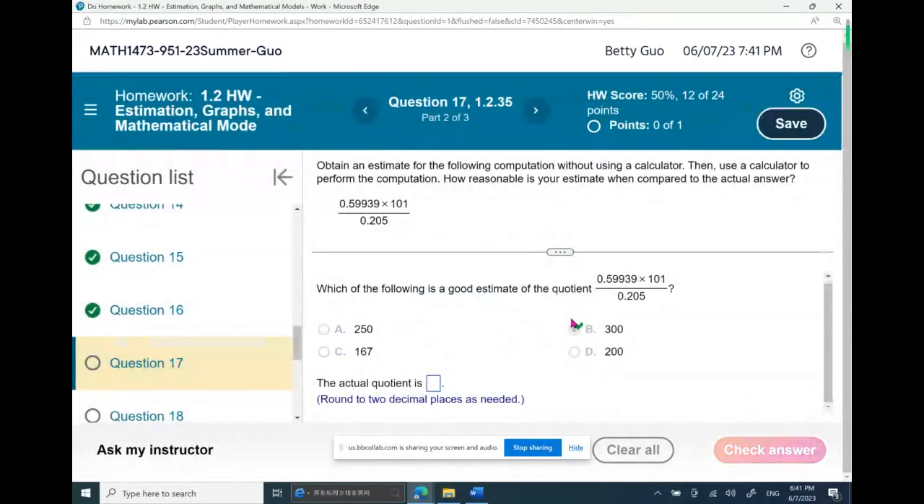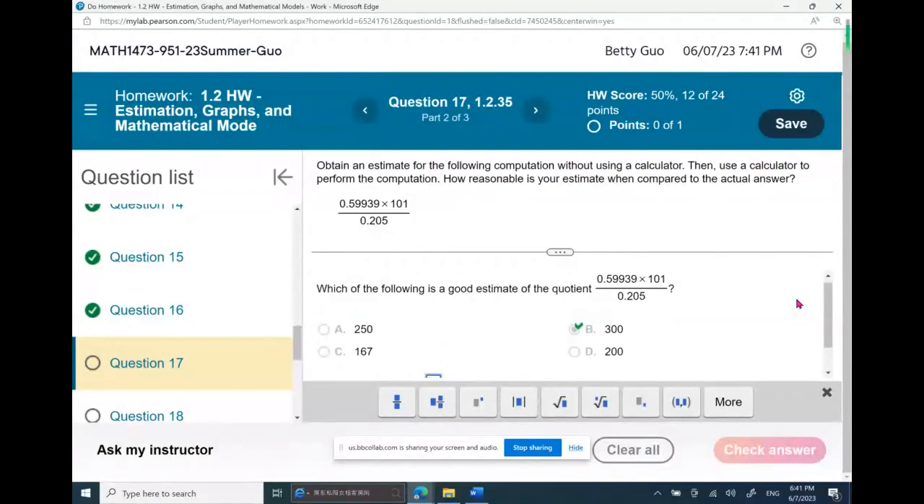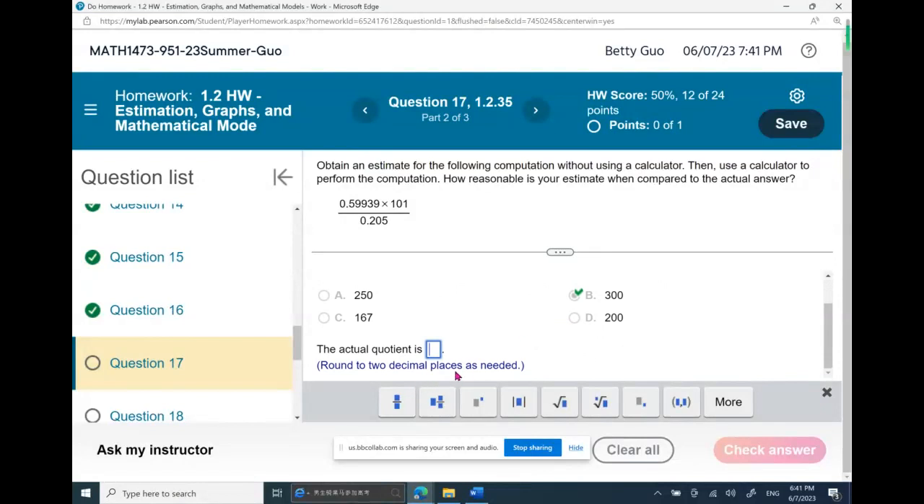Number 17. Oh, okay, we're not done yet. The actual quotient. Okay, what's the actual quotient? Actual quotient, let's see, 0.59939 times 101 divided by 0.205. Rounded to 2 decimal places.